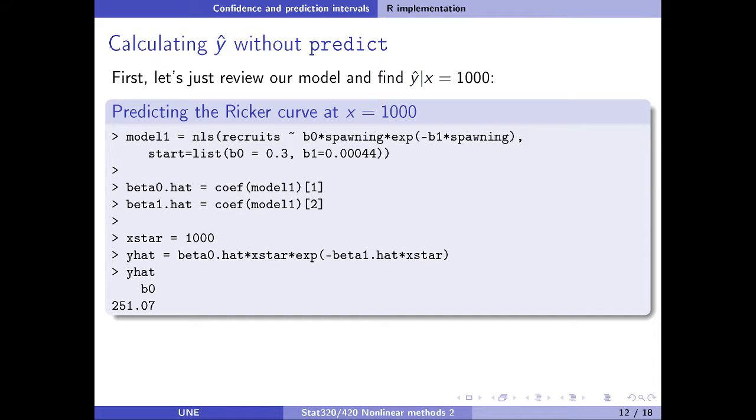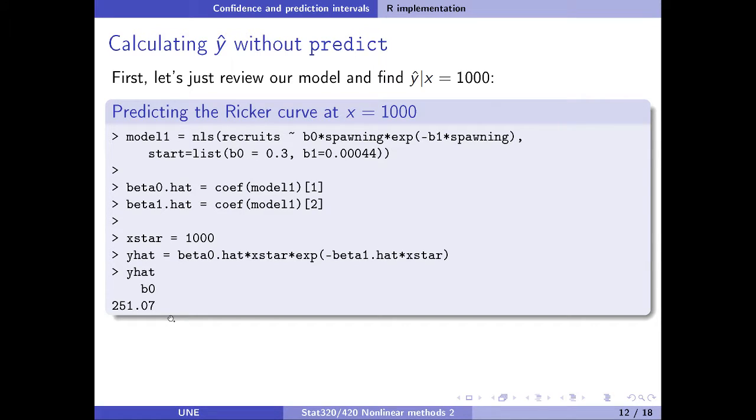So if we want to find y hat when x equals 1000, I've got my model output. I can extract beta 0 hat using the coef function. I want the first coefficient, that's beta 0, and the second coefficient is beta 1. So I've got beta 0 hat and beta 1 hat. I'm interested in evaluating this at x equals 1000, so I just call that x star. So y hat equals beta 0 hat times x star times e to the negative beta 1 times x star. That's just our Ricker curve. So y hat is 251.07.